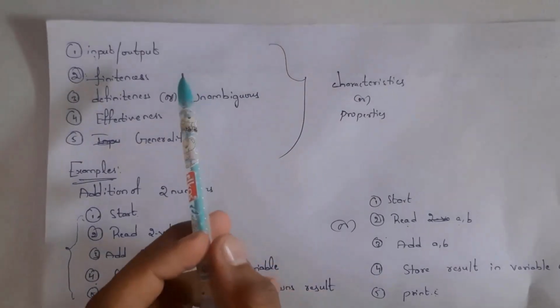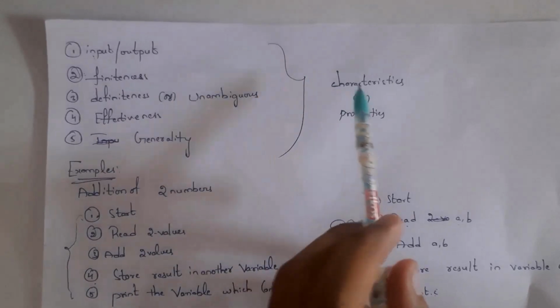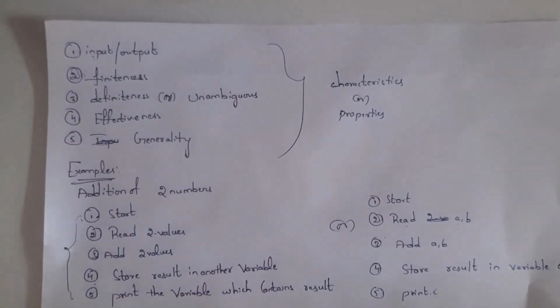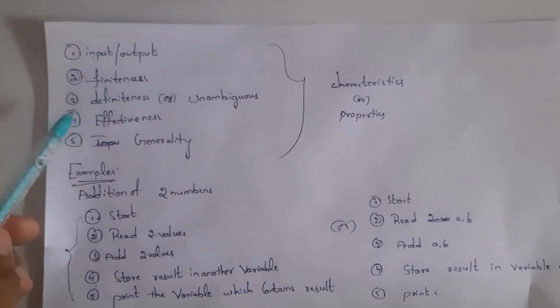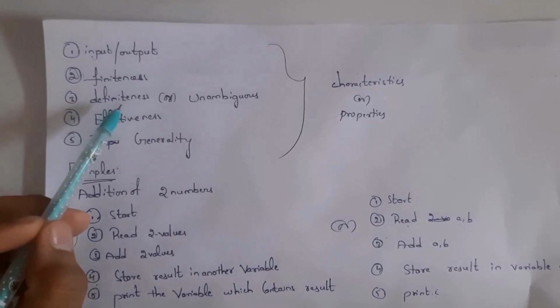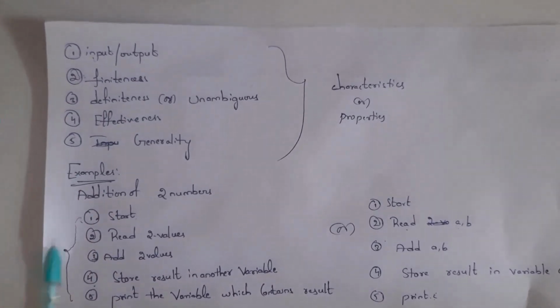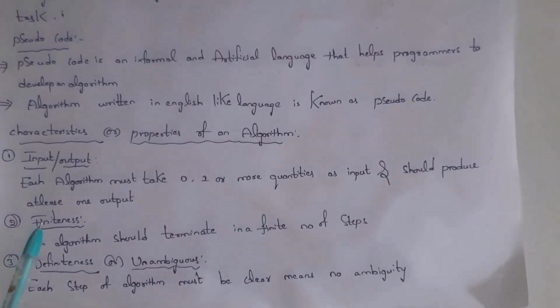These are the properties which we need to follow before writing an algorithm. You can also say these are the characteristics of an algorithm. First one is input and output, second one is finiteness, third one is definiteness. You can also say definiteness as unambiguous. Fourth one is effectiveness, and at last fifth one is generality. First one is input and output.